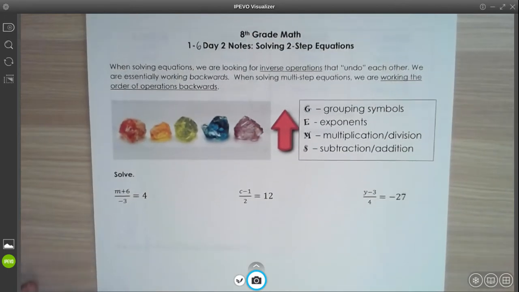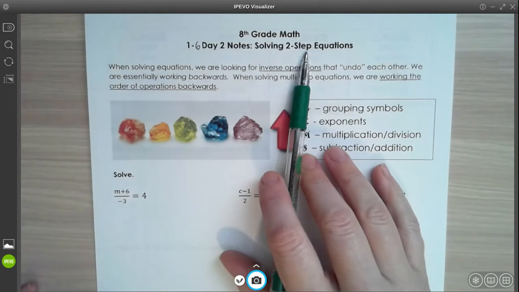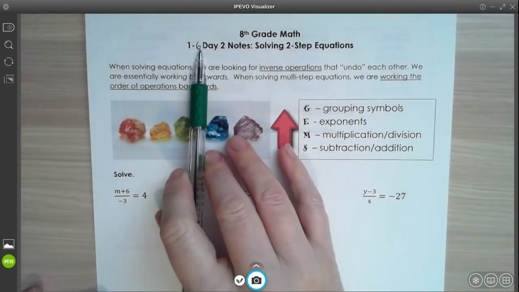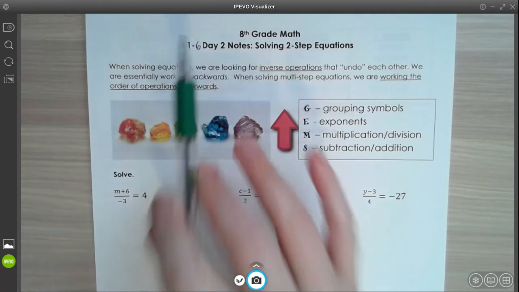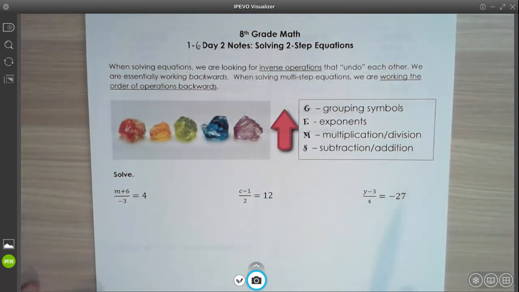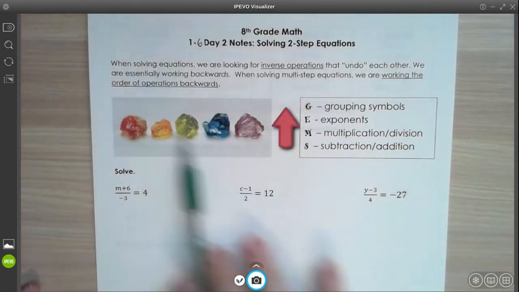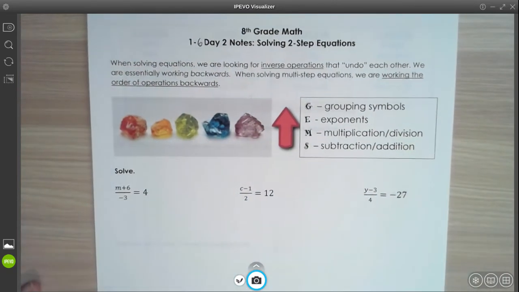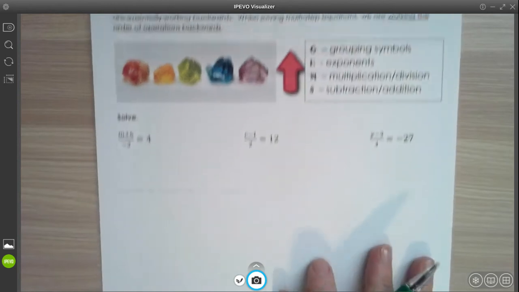Today is day 2 on the same section, solving two-step equations. I just noticed that my section number was wrong, so I had to change that in the last one. This is 1-6. So same concept here. We are going to be doing the reverse order of operations to solve these problems.